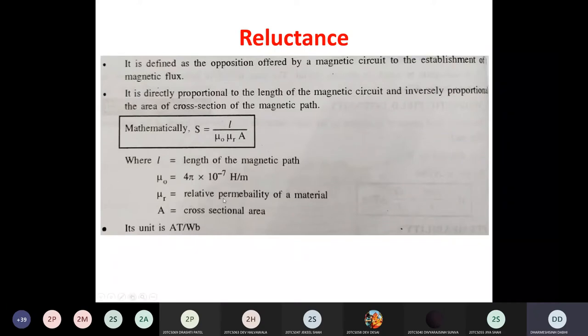Okay. So mu r is the relative permeability of the material, and A is the cross-sectional area. The unit of reluctance S is MMF per Weber.